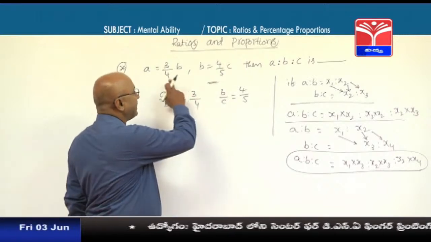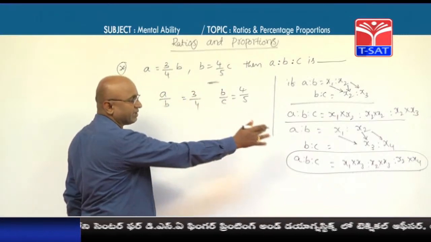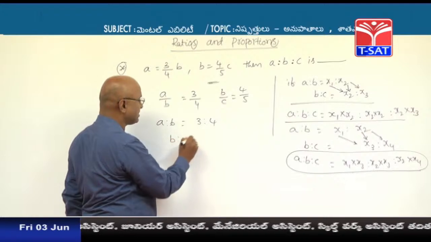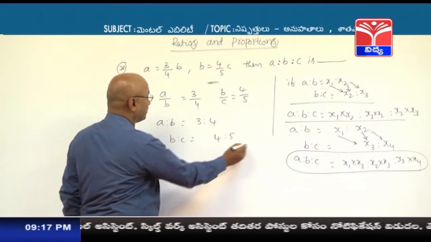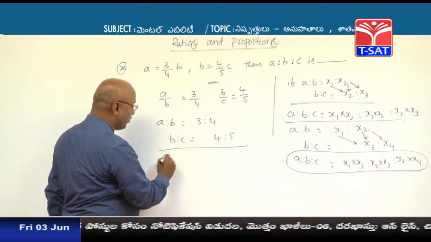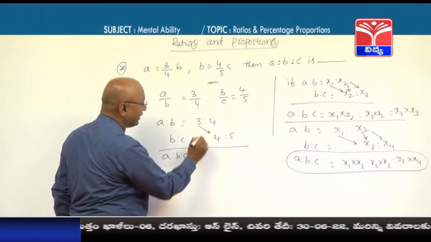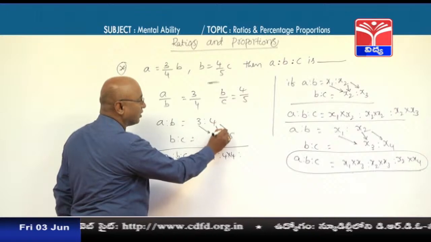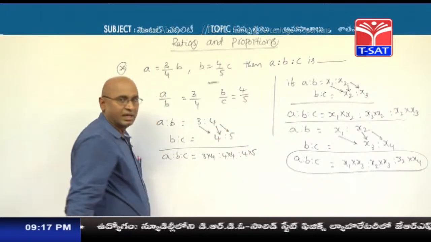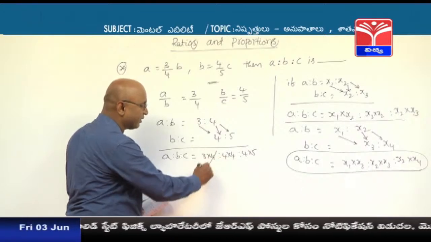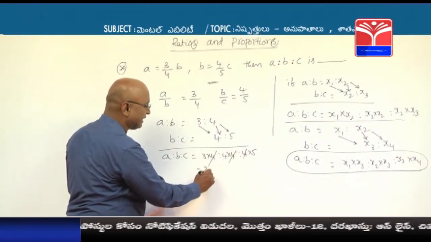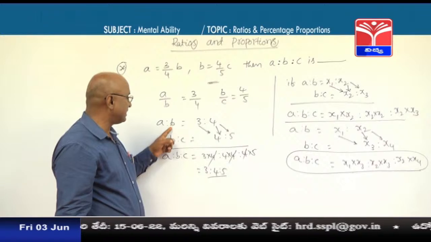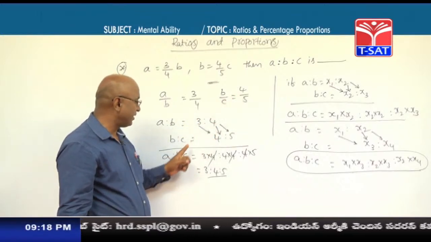When given like this and asked to find the value of A is to B is to C, we have to follow this way. Look here, A is to B is equal to 3 is to 4, B is to C is equal to 4 is to 5. Now A is to B is to C is equal to 3 into 4 is to 4 into 4 is to 4 into 5. Here the common number is 4. That's why we can cancel this 4. It is equal to 3 is to 4 is to 5. It's very, very important to remember A by B is equal to 3 by 4, that is 3 is to 4, and B by C is equal to 4 by 5, that is 4 is to 5.